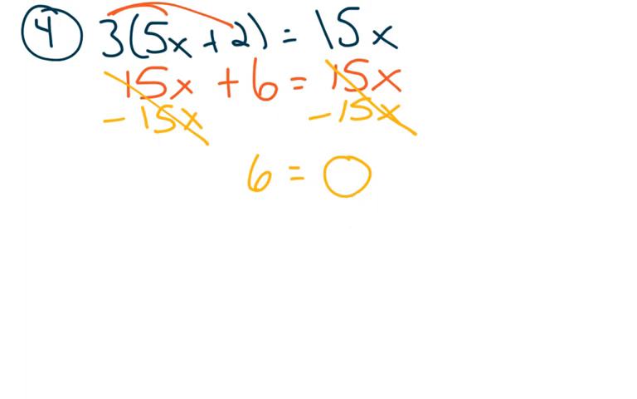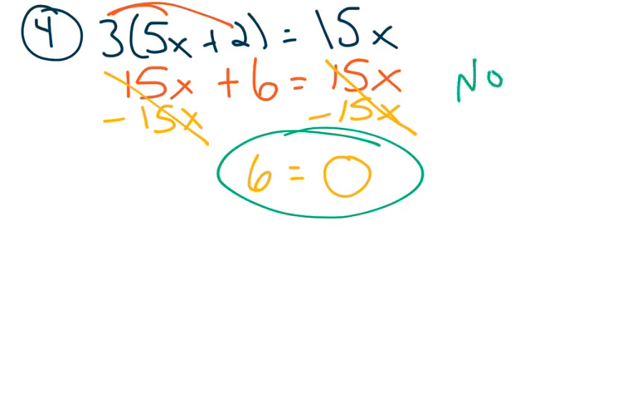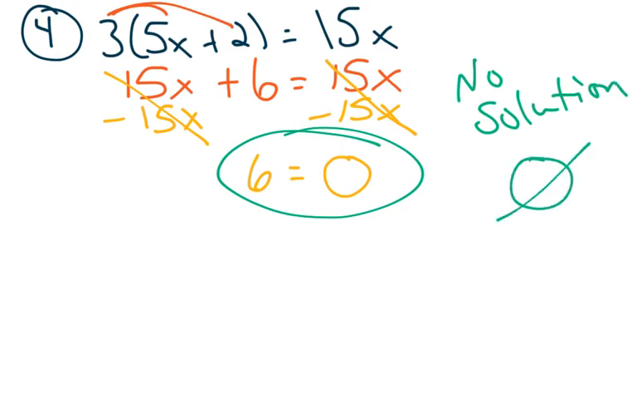Okay? So what happens here, if you get something mismatched like this, 6 equals 0, your answer here is no solution. Okay, there's a way to shorthand no solution. It's a circle with a diagonal slash through it. No solution. Like if you get something mismatched like 6 equals 0. Okay? Very similarly, number 5 here.